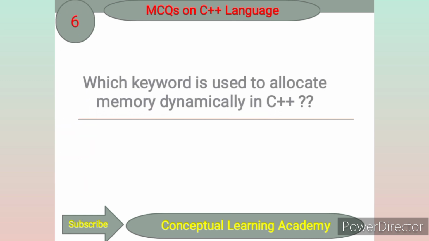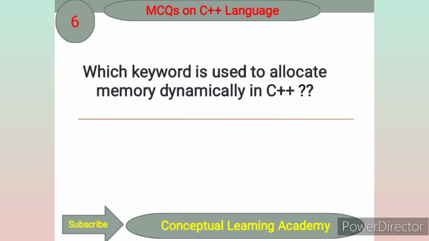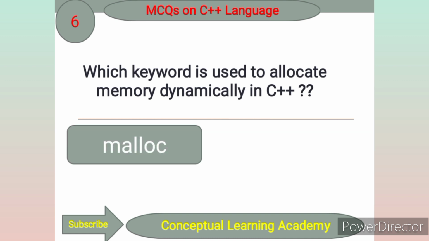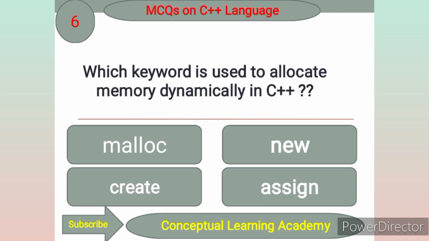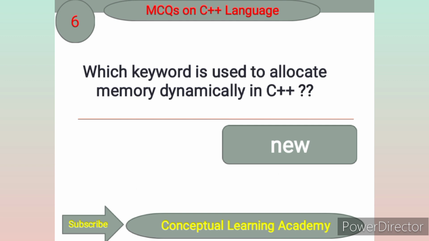Question number 6. Which keyword is used to allocate memory dynamically in C++? Option 1 malloc, option 2 new, option 3 create, option 4 assign. The correct answer is new.